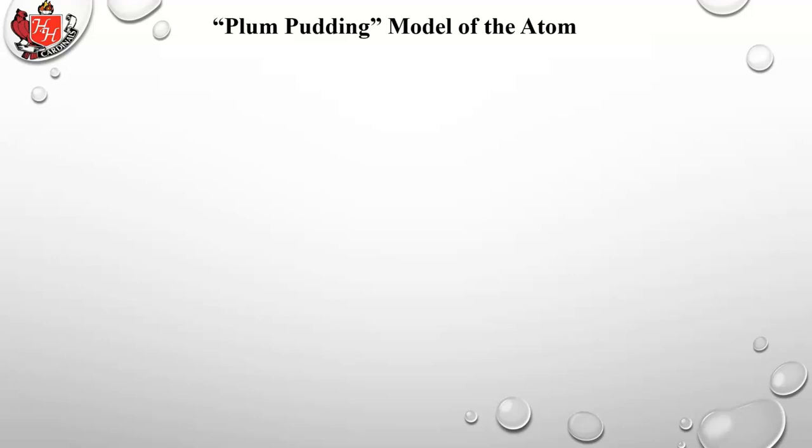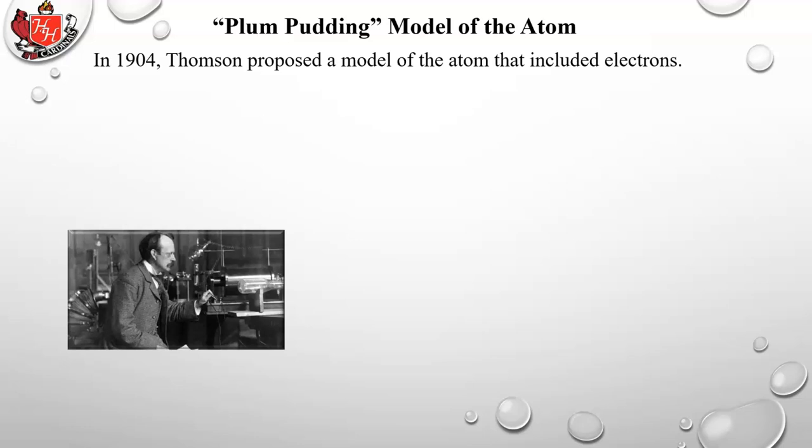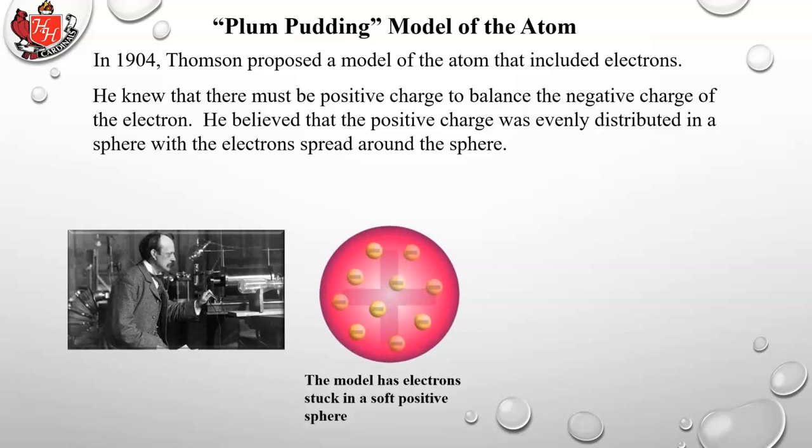Plum pudding model of the atom. In 1904, Thomson proposed a model of the atom that included electrons. He knew that there must be positive charge to balance the negative charge of the electron. He believed that positive charge was evenly distributed in a sphere with the electrons spread around the sphere. So you can see the model down there. The big pink sphere is positively charged, just evenly distributed, and in it are stuck a bunch of electrons.